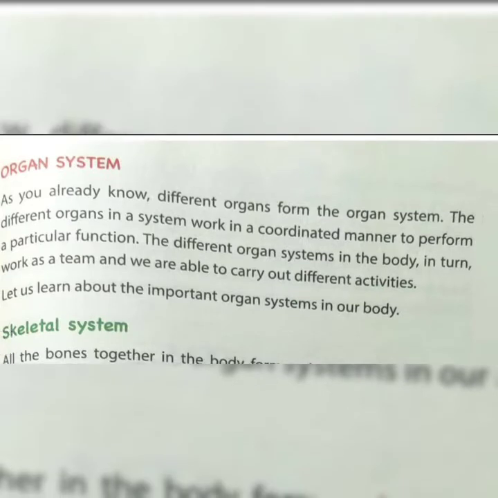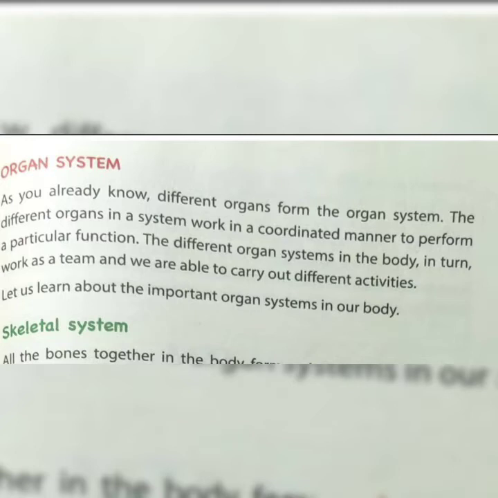Next, organ system. As you already know, different organs form the organ system. The different organs in a system work in a coordinated manner to perform a particular function. The different organ systems in the body in turn work as a team and we are able to carry out different activities. Let us learn about the important organ systems in our body.